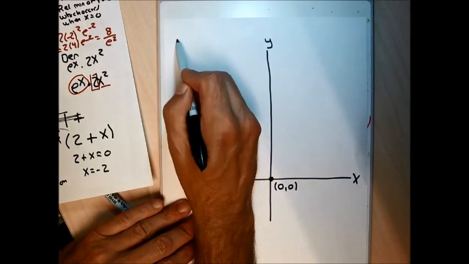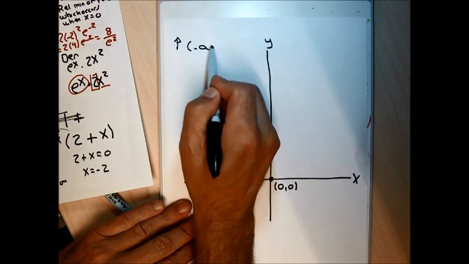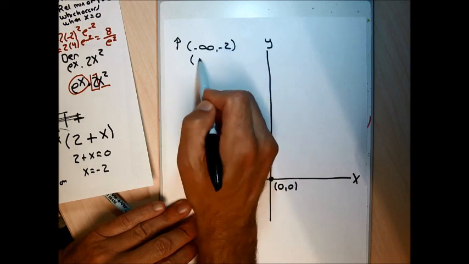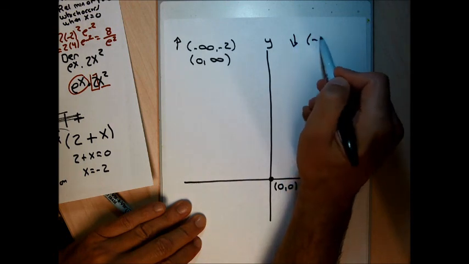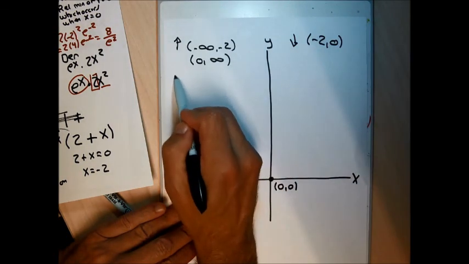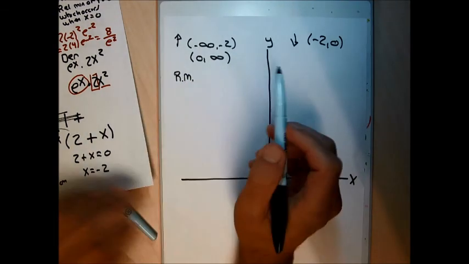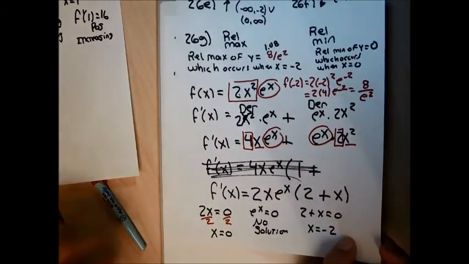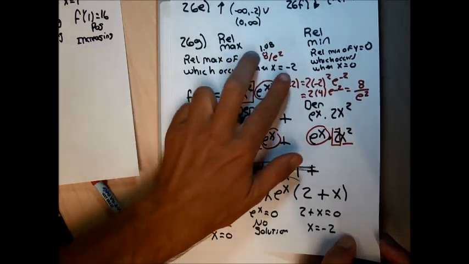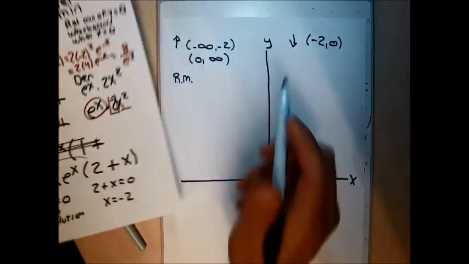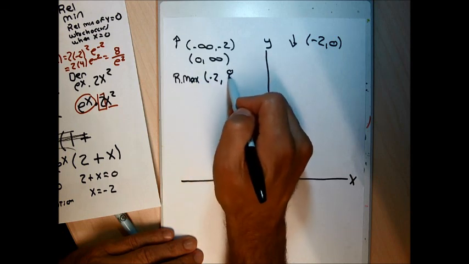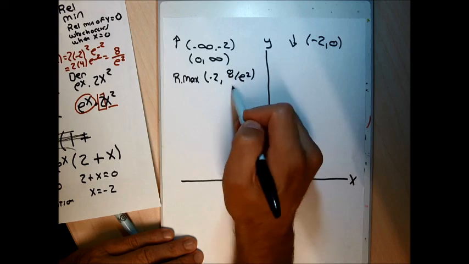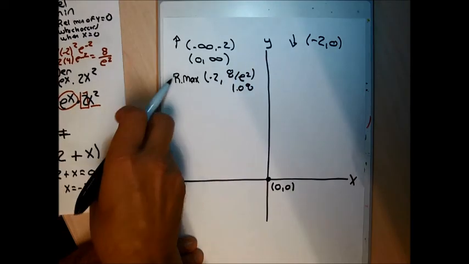I'm going to transfer this information over. It's increasing from negative infinity to negative 2 and 0 to infinity. It's decreasing from negative 2 to 0. I have a relative maximum, and I'm going to write it as a point. It's easier when I graph to think of a point. It's going to be the point negative 2, comma 8 over e squared, and that 8 over e squared is 1.08. And I have a relative minimum, which is going to be at the point 0, 0.